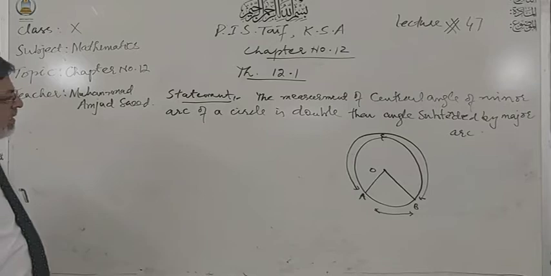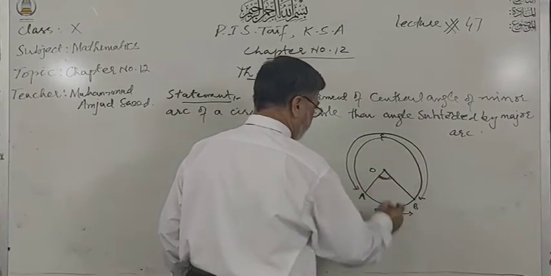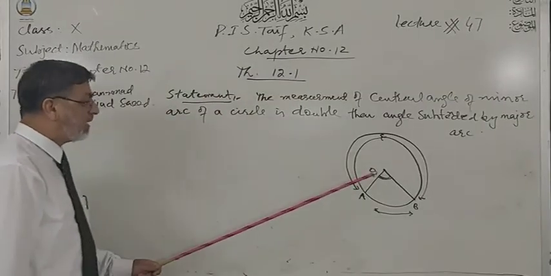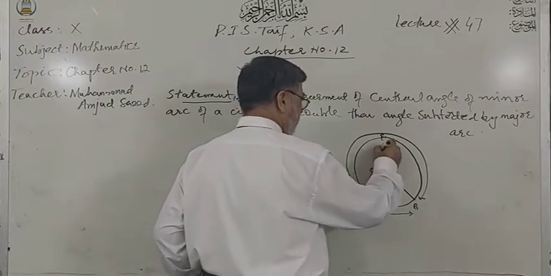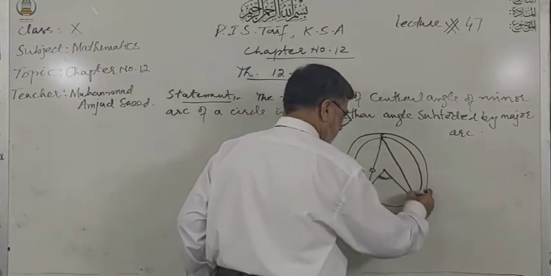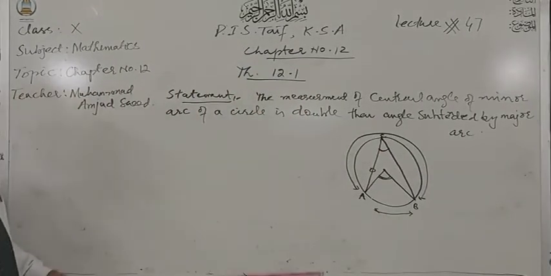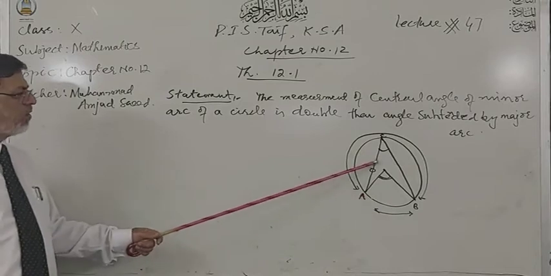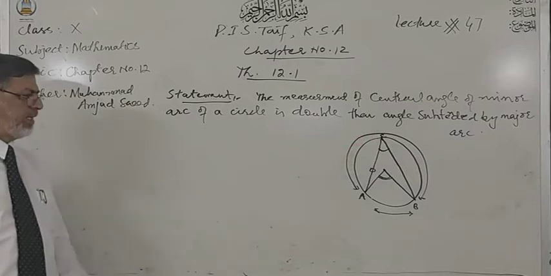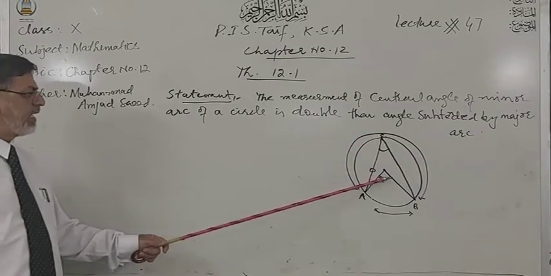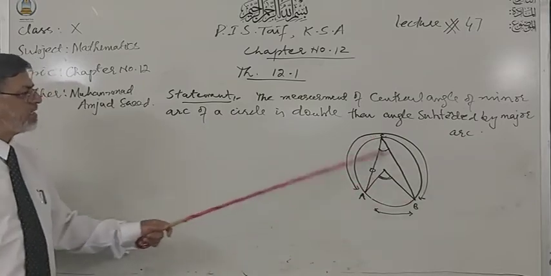The angle subtended by the minor arc at the center, known as the central angle, is double the angle subtended by the major arc, that is ACB. We have to prove that angle AOB is equal to 2 into angle ACB. The central angle of the minor arc is double the circumference angle of the corresponding major arc.